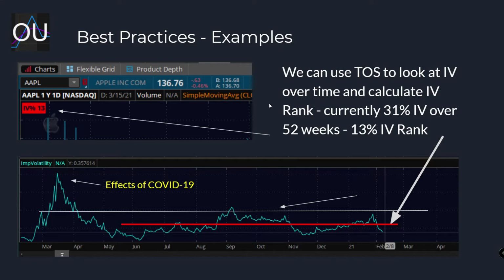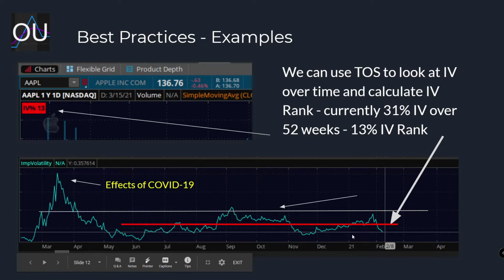Here I have pictures of Thinkorswim, and we can use Thinkorswim to look at IV over time and calculate the IV rank and things like that. So in Thinkorswim, you can graph the implied volatility at any one time. Notice that in this graph, we have the effects of COVID-19 showing up in our implied volatility back almost a year ago.